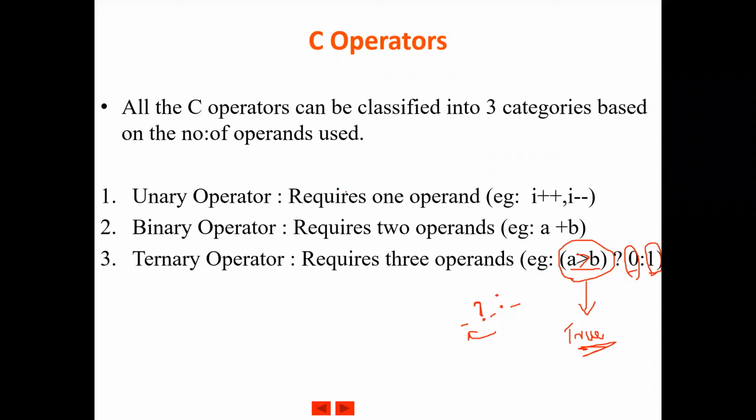Madhusudan answered A, B, 1. What are A, B and 1? A greater than B will be considered as the first operand, 0 is the second operand, and 1 will be the third operand. A greater than B returns either true or false. Understood? So you can say A greater than B is the first operand. Tomorrow I will ask another example with the same conditional operator, and you should tell me which is the first operand and which is the second operand.